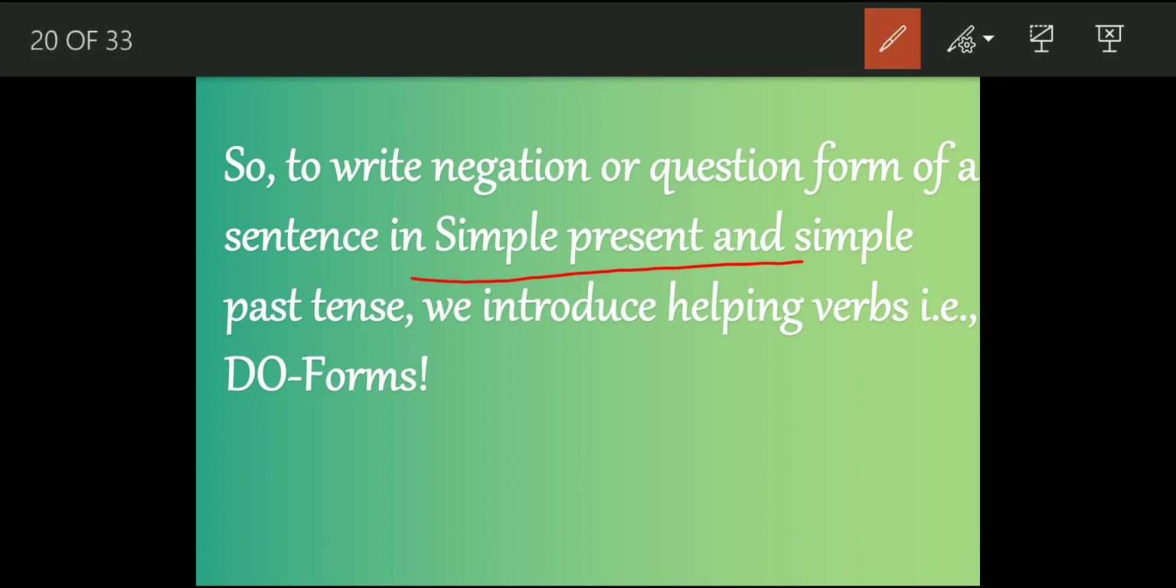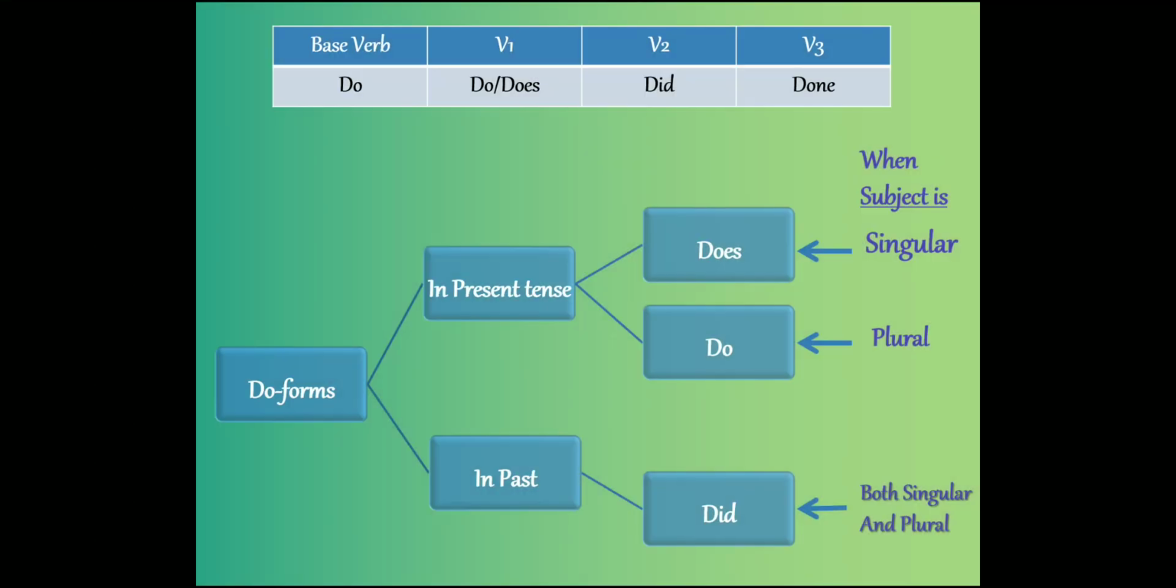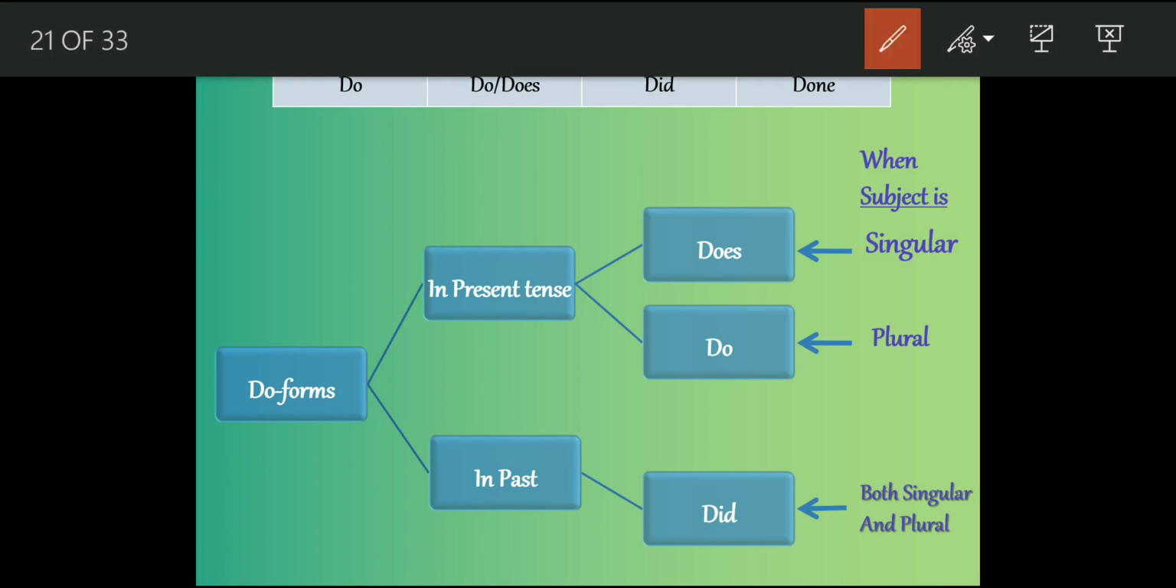Very important: in all other tenses except simple present and simple past we do have helping verbs. In these two tenses we don't have helping verbs, so we introduce helping verbs called do forms. What are those do forms? Do, does and did. And then we have seen when to use do, does and when to use did.